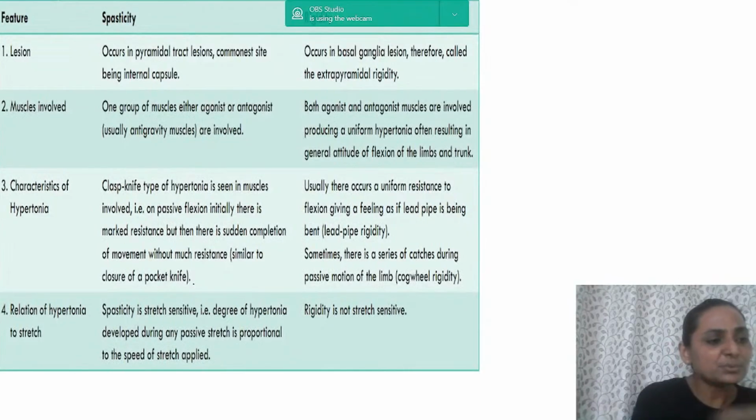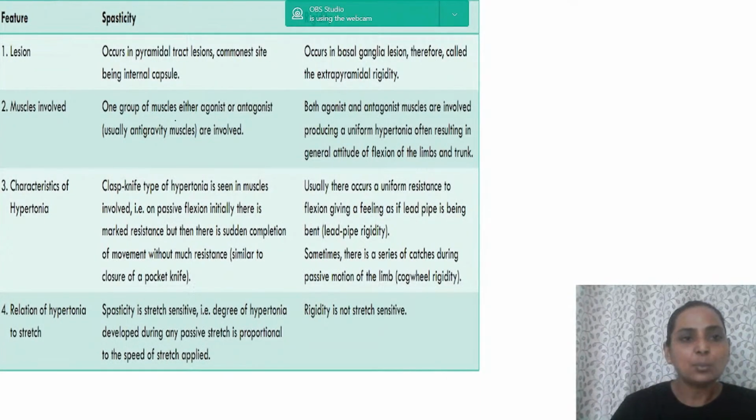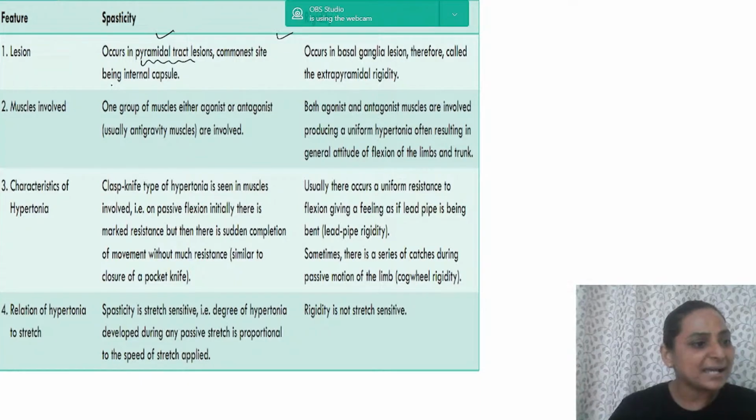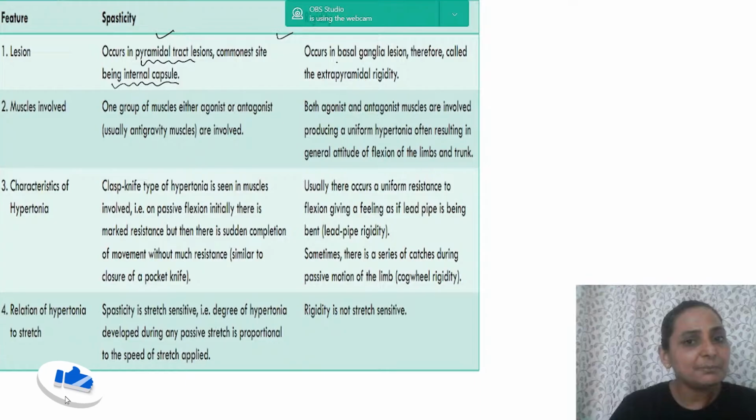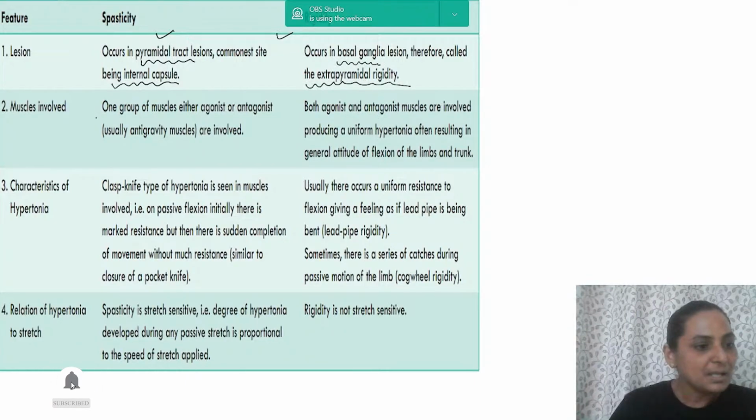Now, a common thing which we come across is a lot of confusion between spasticity and rigidity. So I have created a table for you. Remember that spasticity is because of lesions in the pyramidal tract, and the commonest site is the internal capsule, whereas rigidity is mainly because of the lesion in the basal ganglia, and therefore it is called the extrapyramidal rigidity. In spasticity the muscles involved are either agonist or antagonist, but here both agonist and antagonist are involved. How is the hypertonia? It is basically a clasp knife type of hypertonia, right?